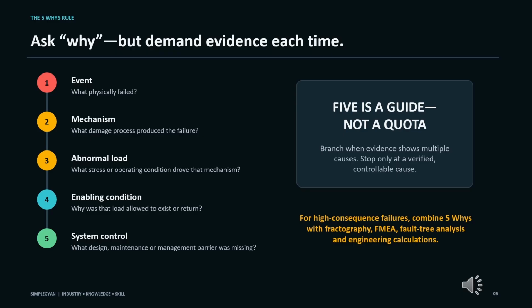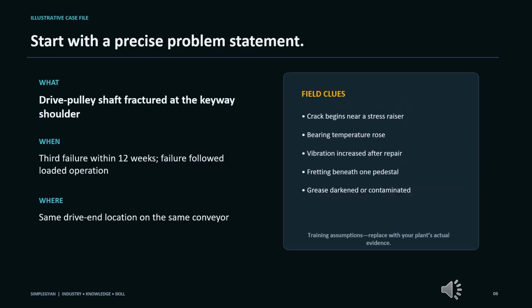and engineering calculations. A useful investigation begins with a bounded problem statement: what failed, where, when, and under what operating condition. This is an illustrative training case, not a claim about a specific plant. We record the recurring location, the time between failures, and the field clues without yet naming a root cause. Temperature, vibration, fretting, and contaminated grease are observations. They become causes only after the team tests their relationship to the fracture.